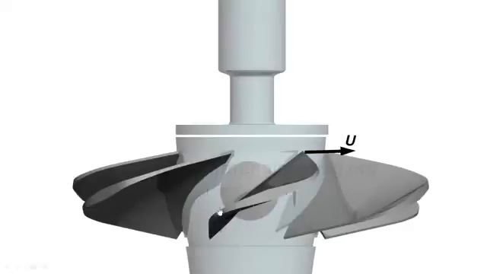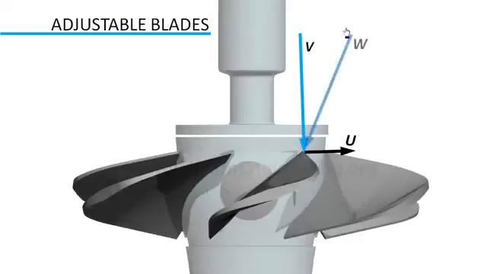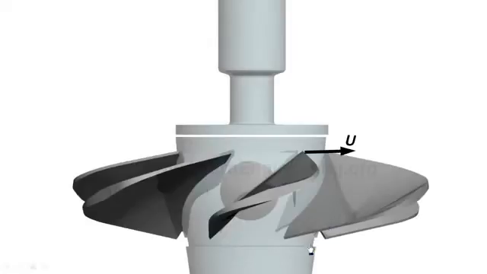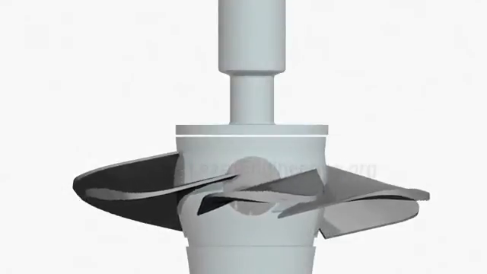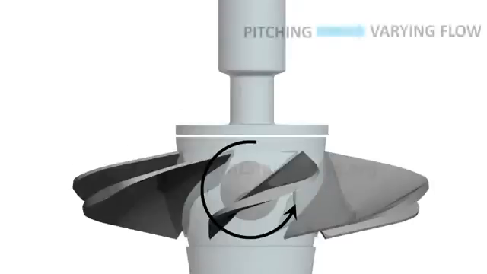Kaplan turbine blades are adjustable. When the flow rate is high, the relative velocity of flow will be more axial, so the blade should pitch vertically. If the flow rate is low, the relative velocity of flow is more tangential, so the blades are pitched in the tangential direction. In short, the pitching action of the blade makes sure that the blade is still at the optimum angle of attack, even under varying flow.